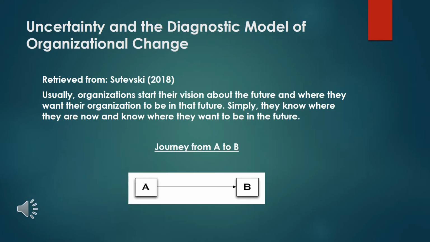Uncertainty and the diagnostic model of organizational change. Usually, organizations start with their vision about the future and know where they want their organization to be in that future. Simply put, they know where they are now and they know where they want to be in the future. So this is a nice little diagram of where you want every organization to be. You have A, and then you go all the way to B. Pretty simple, a straight line, but it doesn't usually happen that way.